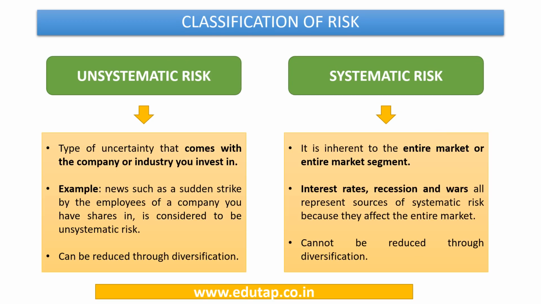Now when it comes to measurement or the classification of risk, we divide the risk between these two terms, that is unsystematic risk and systematic risk.